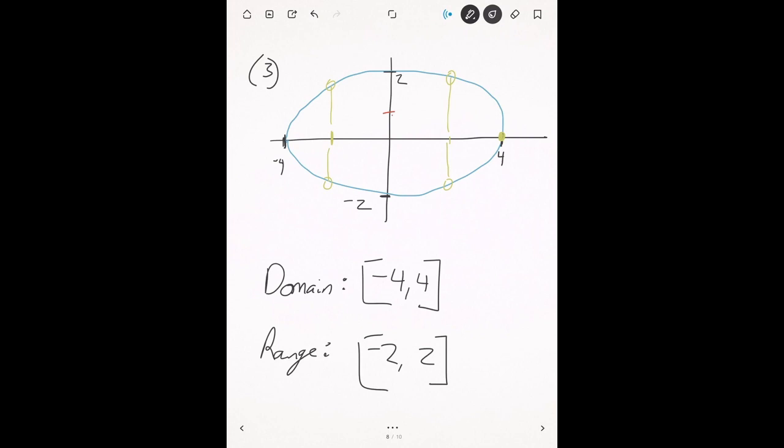And really, we can see that by saying, how far low does the graph go? Well, it goes down to -2. How far high does the graph go? Well, it goes up to +2. And that's it. That's really all that we're saying here when we find the domain and range. Try to use this idea with the next one.